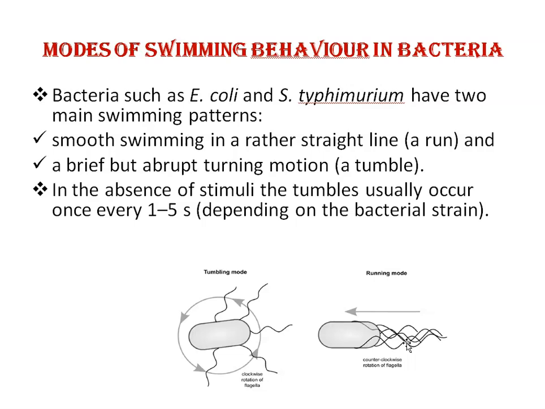Then a tumble. The tumble is the consequence of clockwise rotation of the flagella. Here, in the case of tumbling mode, unlike counterclockwise rotation, which stabilizes the left-handed form of flagella, clockwise rotation destabilizes the left-handed helix. So the flagella undergo a transition from a left-handed helix to a right-handed one. This transition propagates from the flagellar junction with the cell body towards the distal end of the filament. In the absence of stimuli, the tumbles usually occur once every 1 to 5 seconds, depending on the bacterial strain.